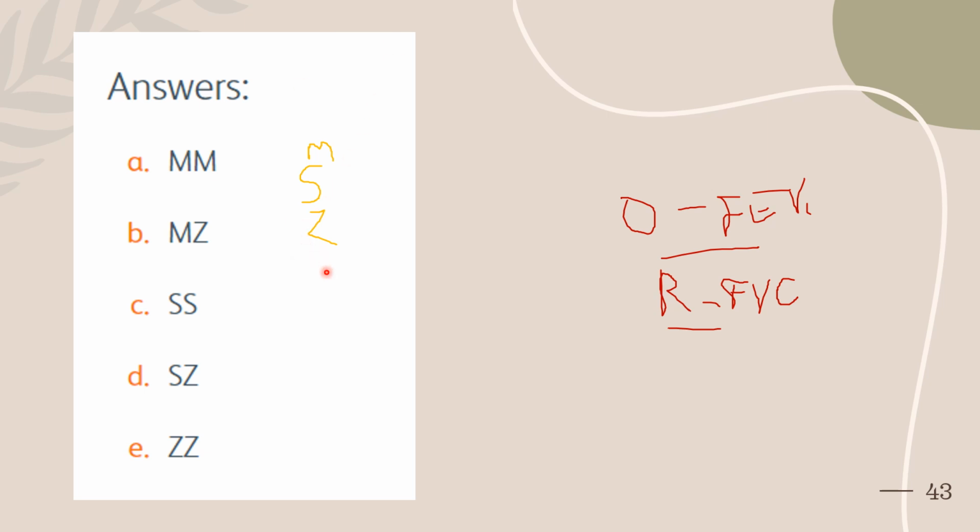If it is Z, that means it's highly reduced. So if both are Z, that means it's severely reduced. The next in severity will be your SZ. Next in severity will be your SS. Next in severity will be your MZ, because M will produce normal amount. MM is the normal phenotype. Okay, so that is your ZZ pattern. That is the genetic pattern. Not phenotype, but genotype. Genotype is ZZ for severe alpha-1 antitrypsin deficiency.